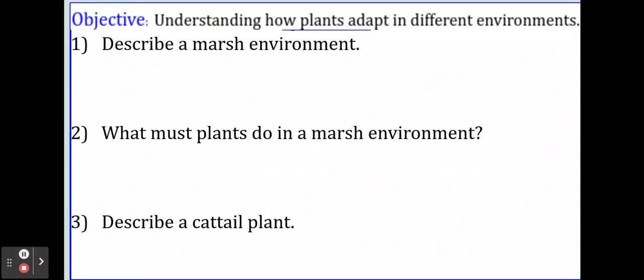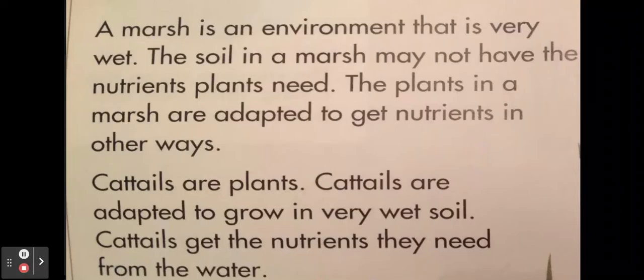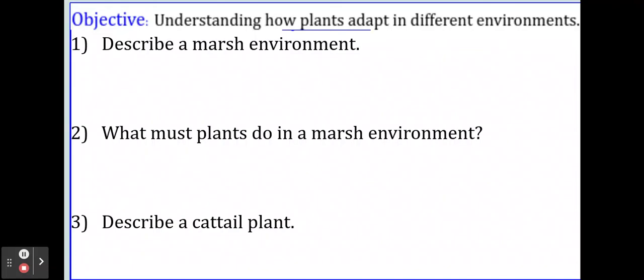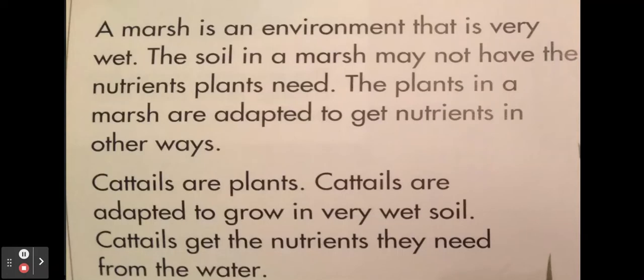All right. Describe a marsh environment. Well, let's go back. It says a marsh is an environment that is very wet. So it says very wet. Okay, lots of water. What must plants do in a marsh environment? Now, what did it say the plants must do? So it's talking about the soil in a marsh may not have the nutrients that plants need. So the plants in a marsh are adapted to get the nutrients in other ways. So we talk about adapted changing. So plants need to change to get those nutrients.